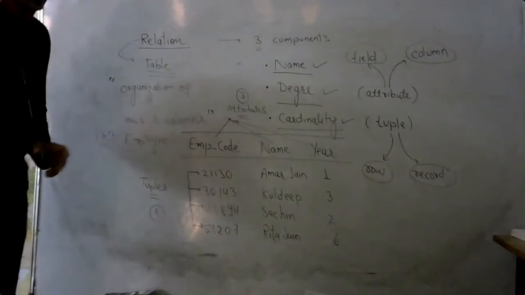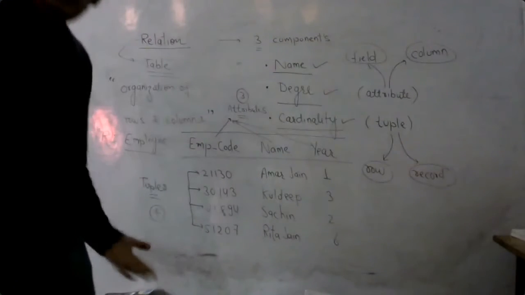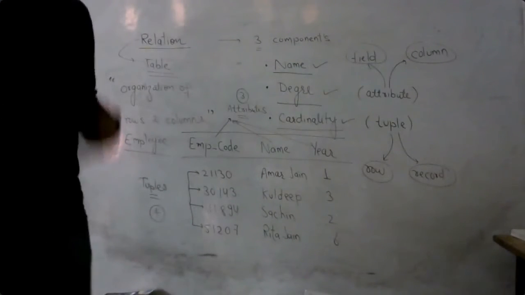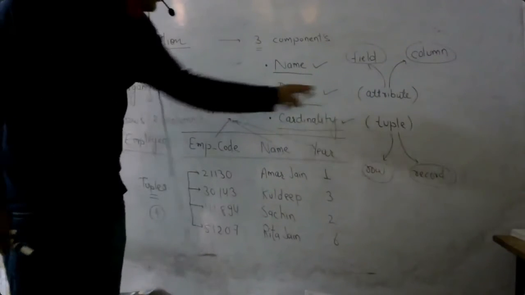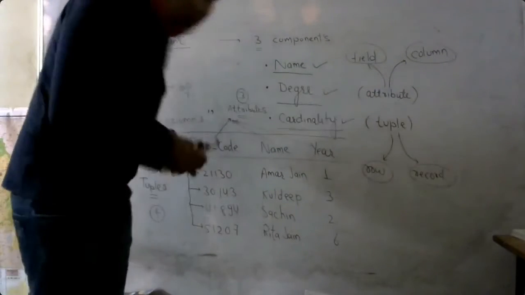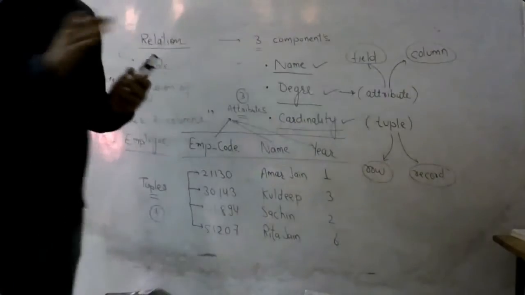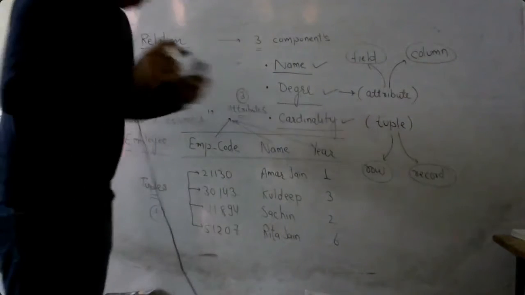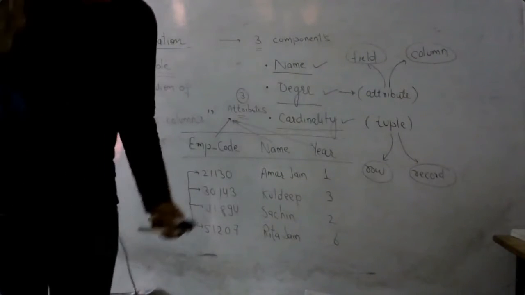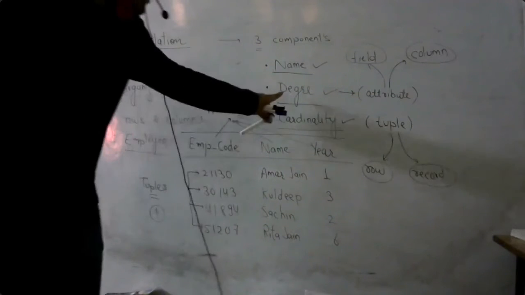Now, let's move to the last 2 points, and then we will quickly write over here all the definitions and will again revise it. So what do we mean by degree? I told you degree is related with attribute. Attribute means number of columns. Attribute means number of fields. So what do you mean by the degree of a table? The number of attributes in a relation is known as degree.